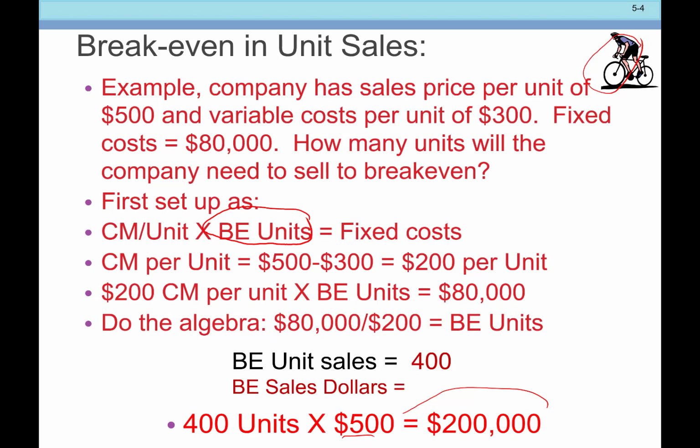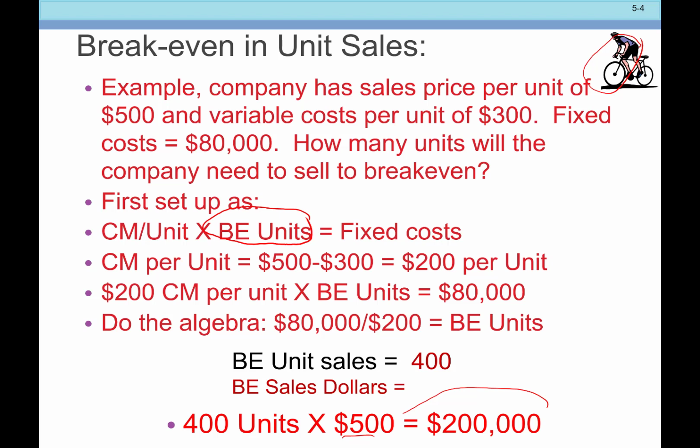Now the problem told me that the fixed costs are this 80,000, right? So we just set that up the way I showed you, set every problem up the same. The $200 contribution margin per unit times the what? Whatever the break-even units need to be to cover my fixed cost of 80,000. I do the algebra. I simply divide the contribution margin per unit into the fixed cost of 80,000, and that tells me that I have to produce 400 units if I want to break even. If I want to just cover my fixed cost, right?